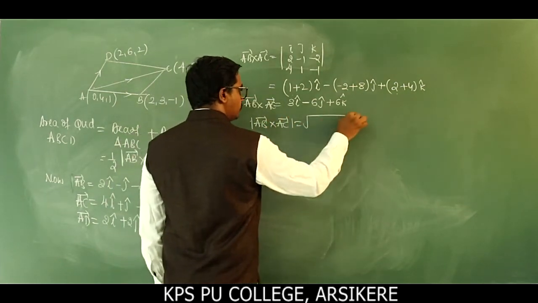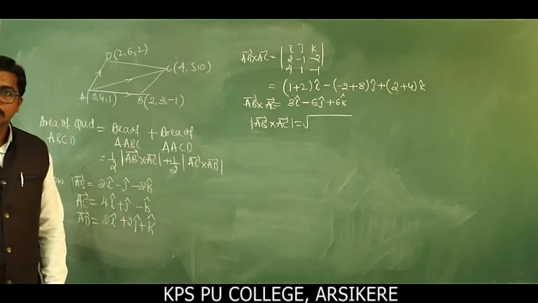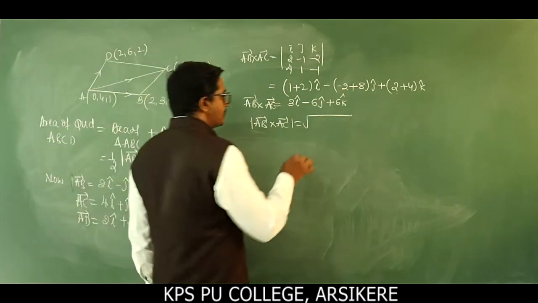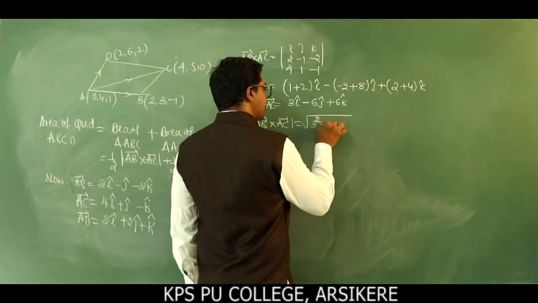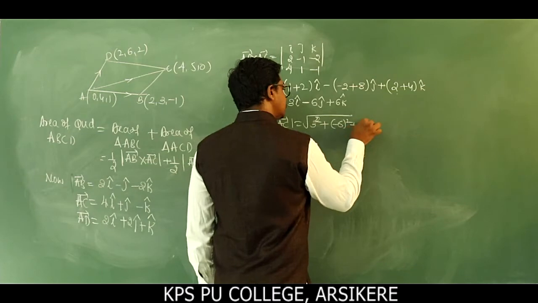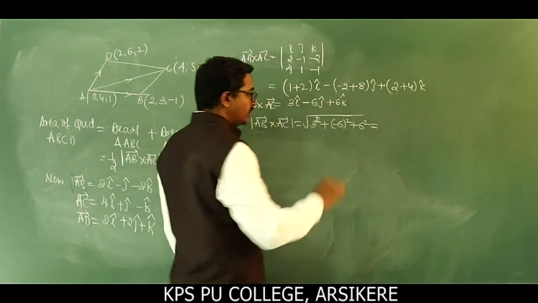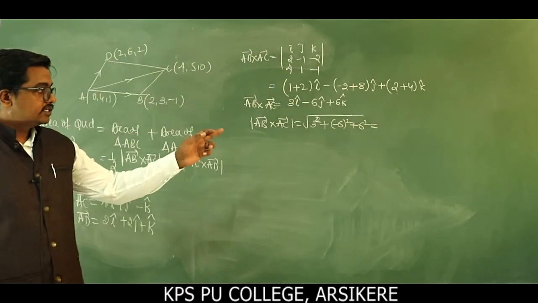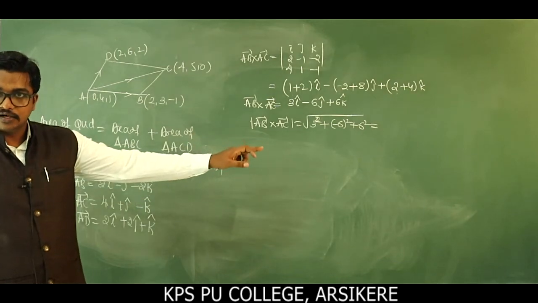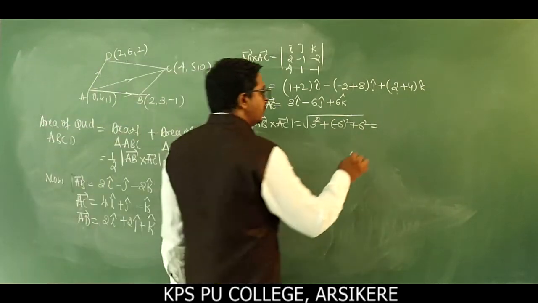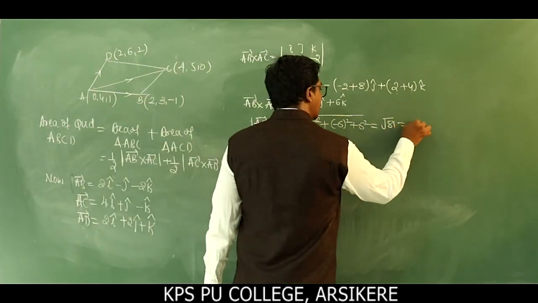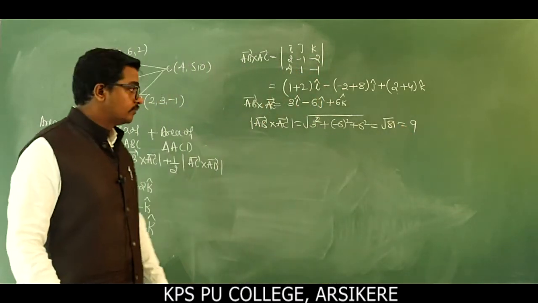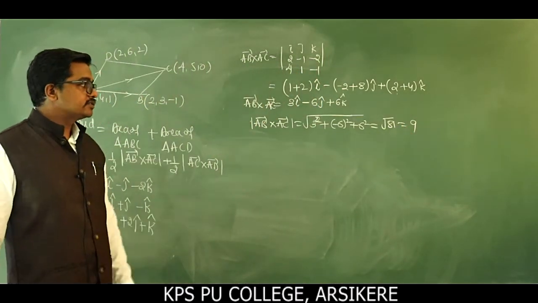is equal to root of, just remember, 3 square plus minus 6 whole square plus 6 square. That becomes 3 square is 9, 6 square is 36, again 6 square 36, 72. 72 plus 9 is 81. Square root of 81. That becomes here 9. AB cross AC is also 9.